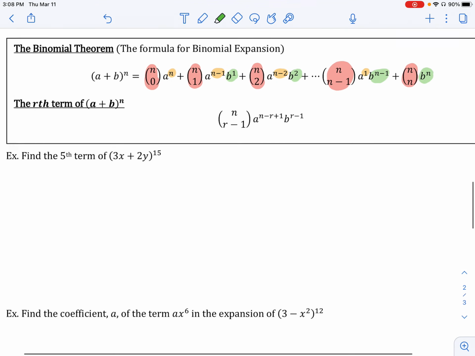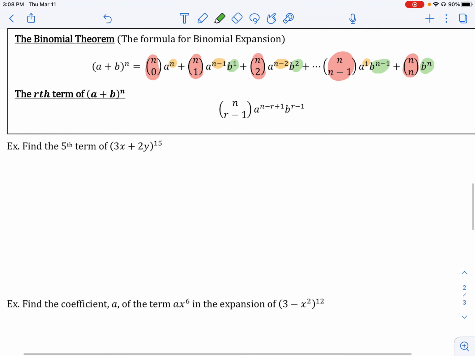Now, I want to close this lesson by actually talking about what we say the rth term of (a + b)^n, the rth term. Now, r simply refers to the term number you want to find. The term number that you want to find. So I'm going to explain this concept as I go through this problem below.